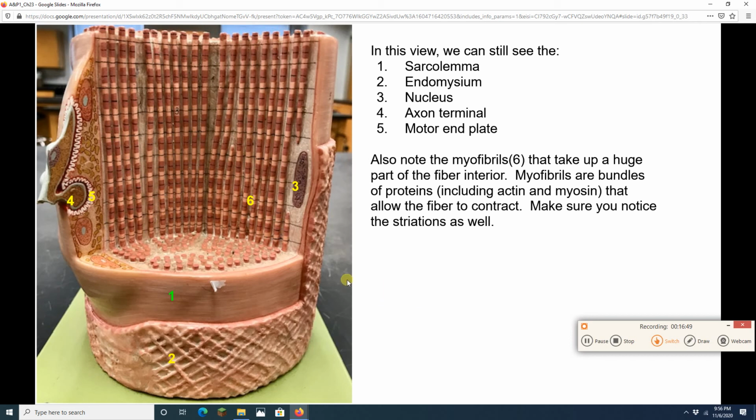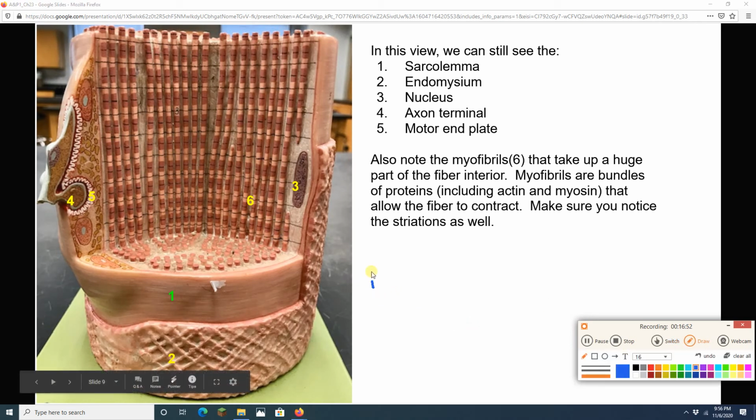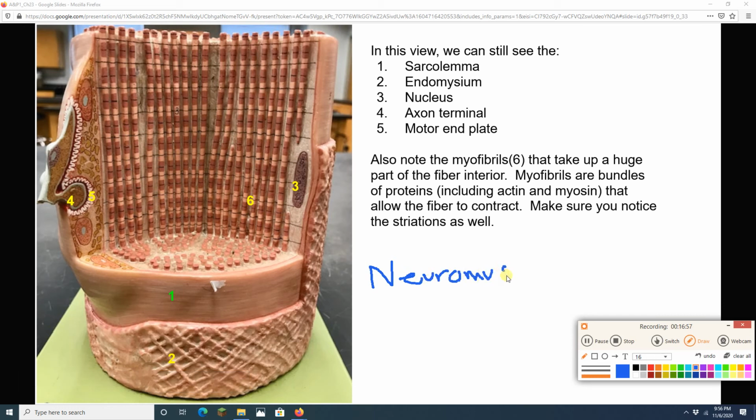Now, by the way, this particular synapse is referred to as a neuromuscular junction. A neuromuscular junction, which makes sense. It's where a nerve and a muscle are kind of joining, not physically joining, but functionally joining. The neuromuscular junction is going to consist of that axon terminal, that motor end plate, and also the cleft, the synaptic cleft between them. Okay, when we look inside this muscle cell, we see all these cylindrical bundles of proteins.